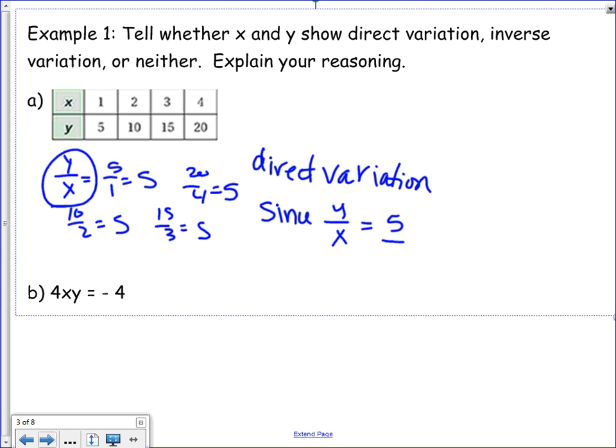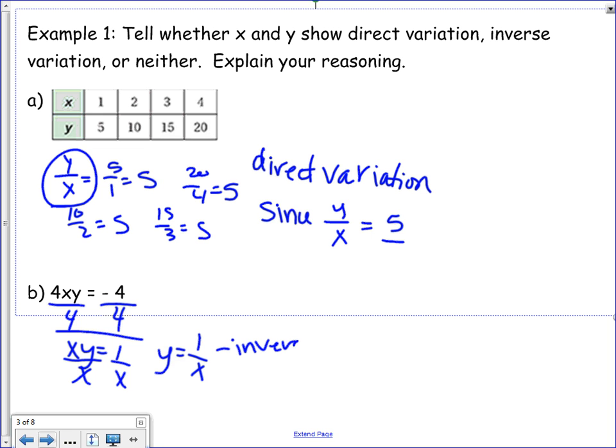Now here, we want to get x and y related to each other. So what we're going to first do is divide each side by 4, and then we get x times y equals -1. Then we're going to divide by x, and we get y equals 1 divided by x. Now that's in the form y equals k divided by x, where k is 1, of an inverse variation. So inverse variation, where k equals 1.